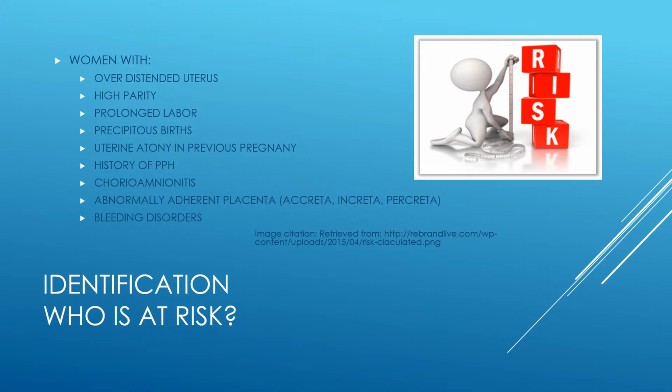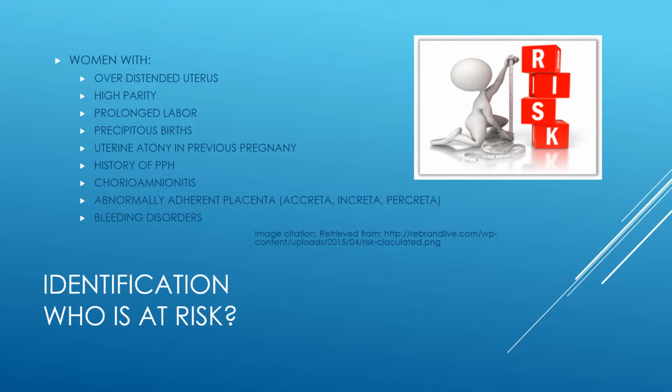Prolonged labor. Any labor that lasts for more than 12 hours, the women are at risk for a postpartum hemorrhage. Precipitous births. Any delivery made within 3 hours of the start of labor. Uterine atony in any previous pregnancy is a red flag for a postpartum hemorrhage. If the uterus at one time was unable to contract and become firm, it is more than likely that it would do so again. Any woman who has had a history of a postpartum hemorrhage is also at risk.